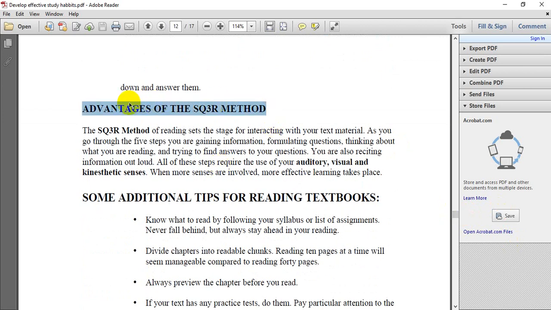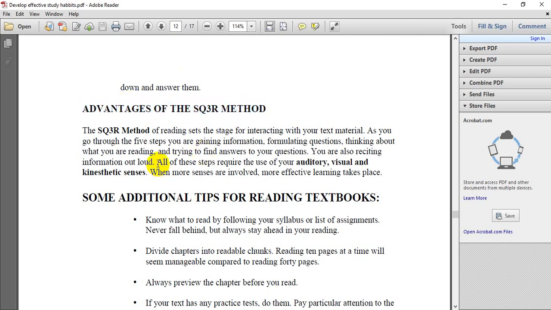Okay, what are the advantages of the SQ3R method? The SQ3R method of reading sets the stage for interacting with the text material. As you go through the 5 steps, you are gaining information. These steps are survey, question, read, recite, and review. You are gaining information, formulating questions, thinking about what you are reading, and trying to find answers to your questions. Also, you are reciting and writing information out loud.